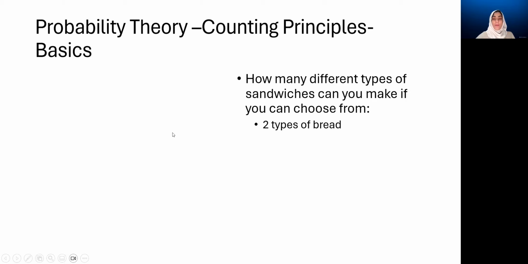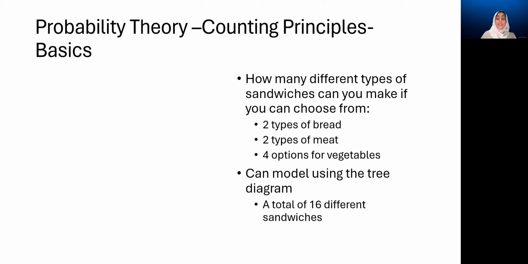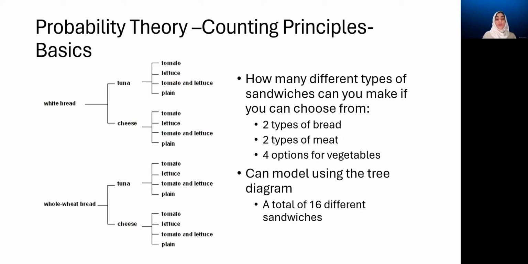Suppose we have this problem in front of us, which is we have to find out how many different sandwiches are possible if we can have 2 different types of bread, 2 types of meat, and 4 options for the vegetable. In order to find out the total number of different sandwiches that can be made from these available options, we can model it using a tree diagram. And we'll find out that a total of 16 different sandwiches are possible.